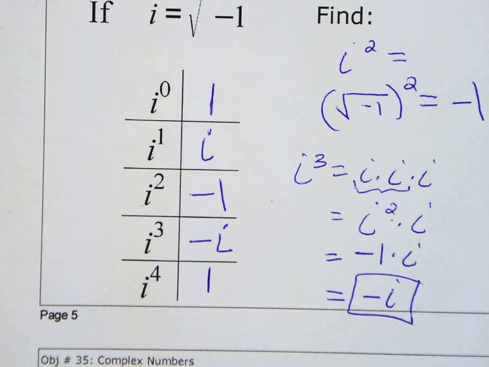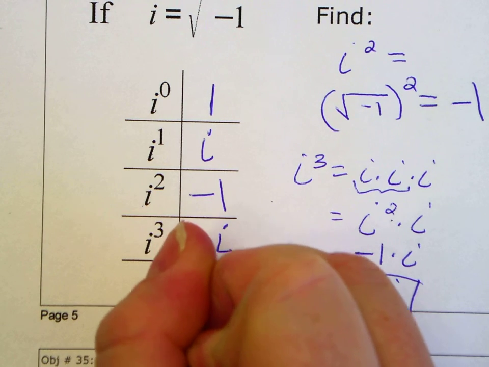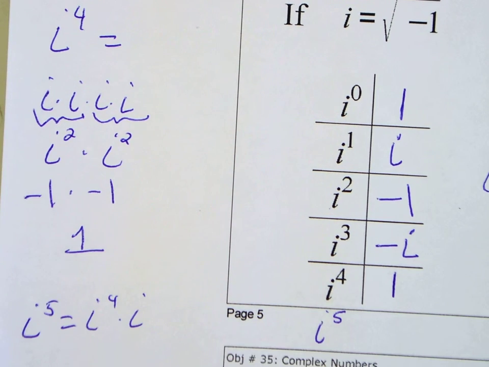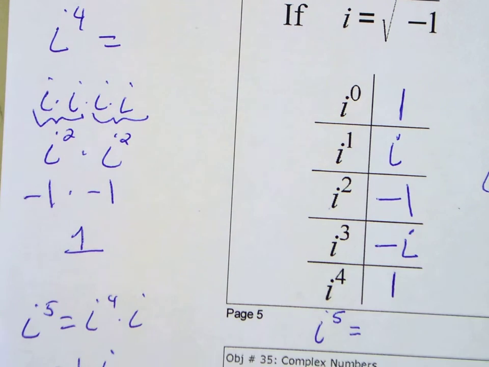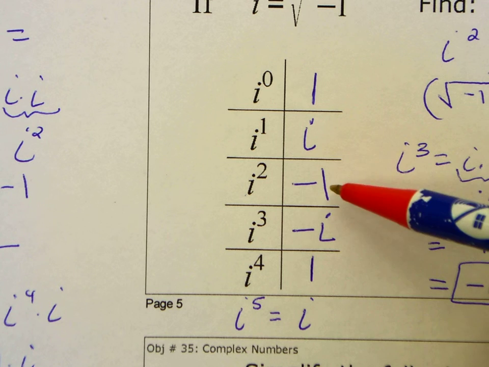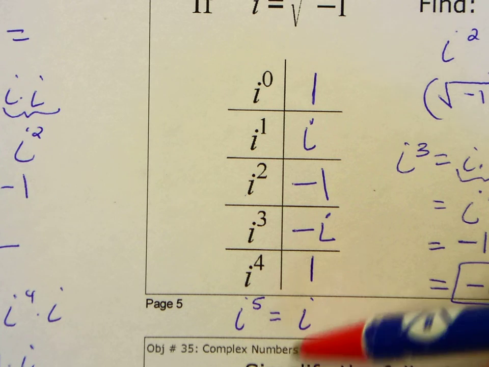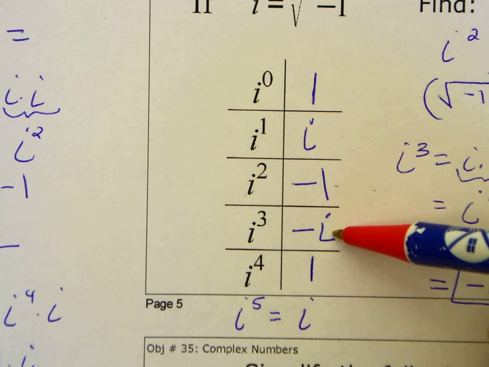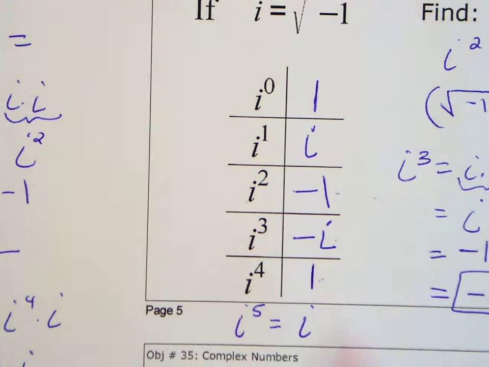All right? What if I asked for i to the 5th? Let's do it inside. You can write that as i to the 4th times i, kind of like we did with the x's and the radicals. i to the 4th is 1, times i. Do you see the pattern? So it goes i, -1, -i, 1, i. What would i to the 6th be? -1. i to the 7th. i to the 8th. Good. So do you see a pattern here?